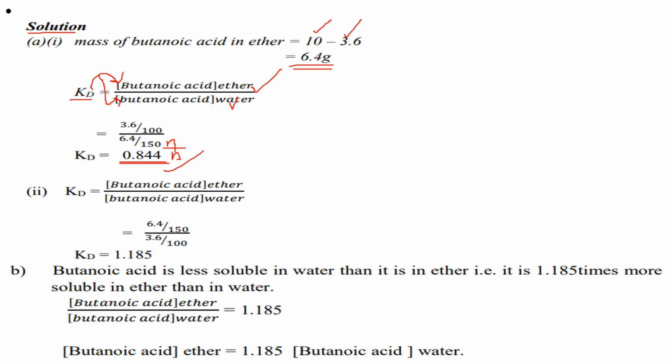So you're saying that partition coefficient is going to be given by the molar concentration of butanoic acid as dissolved in ether divided by the molar concentration of butanoic acid as dissolved in water. So as dissolved in ether, we are going to have 6.4 divided by 150, and then 3.6, which is the remaining mass, divided by 100, and you end up with 1.185 partition coefficient as a constant. Remember, KD does not have units because it's a ratio.